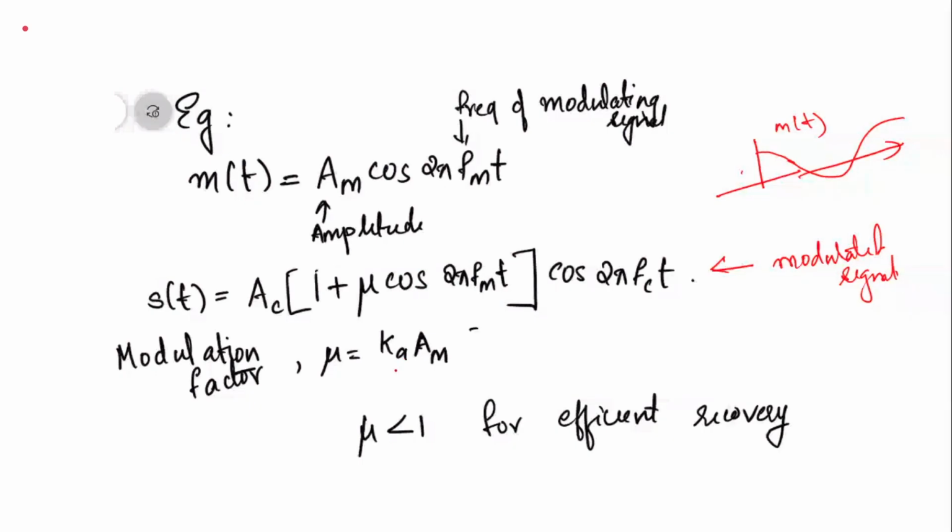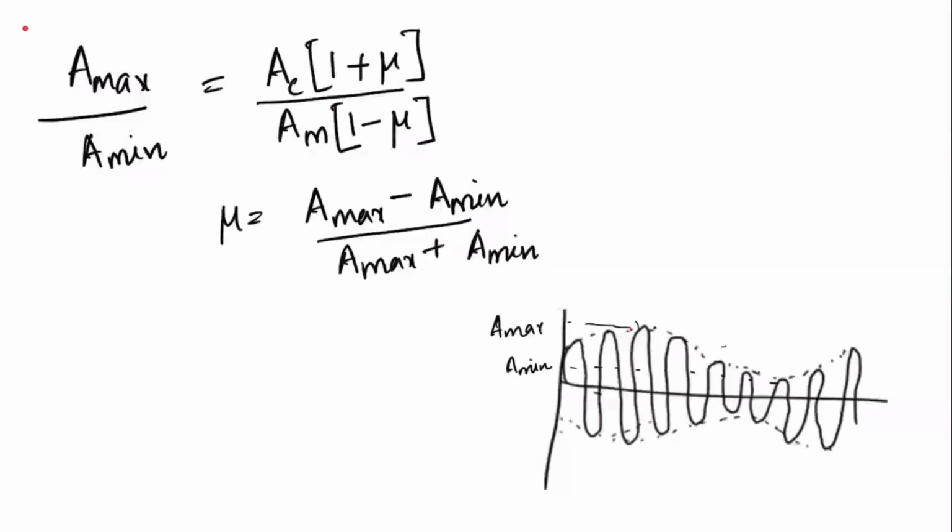Mu should be less than or equal to 1 for efficient recovery. So the modulation factor or modulation index should be less than 1 for efficient recovery. And A max by A min: see, this part is the modulated signal. This maximum amplitude is A max. This is A min. I'm just finding out the ratio. I got this expression, and mu, the modulation index, you can obtain from this A max and A min following this equation: A max minus A min by A max plus A min.